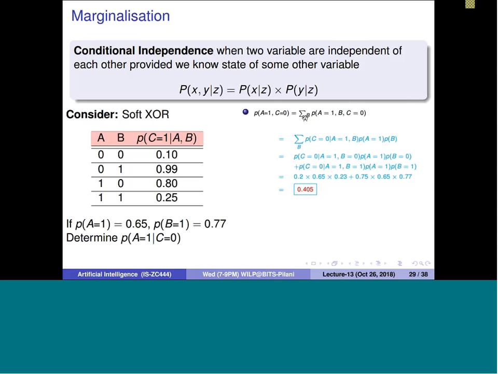All right, the Bayes rule. You know the Bayes rule, and it says that the probability of x given y is equal to the probability of y given x into the probability of x, upon the probability of y. This is the formula, you know.